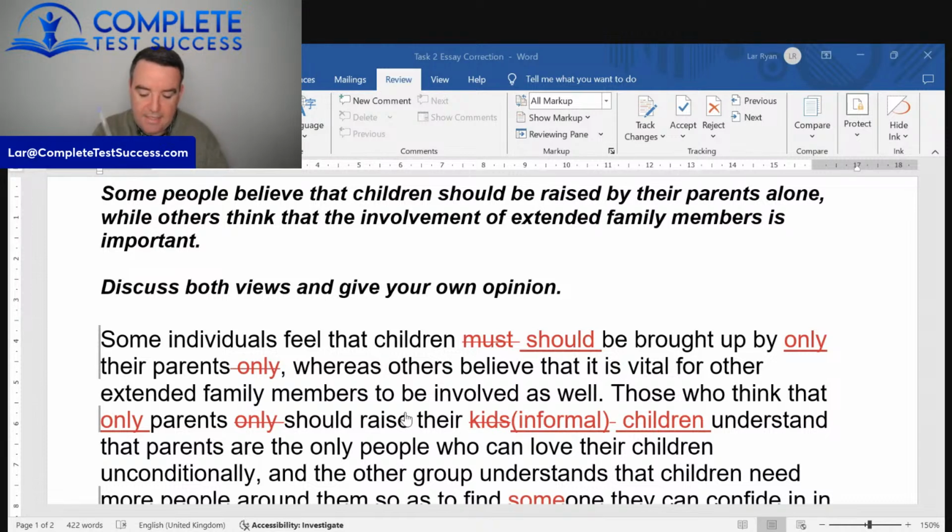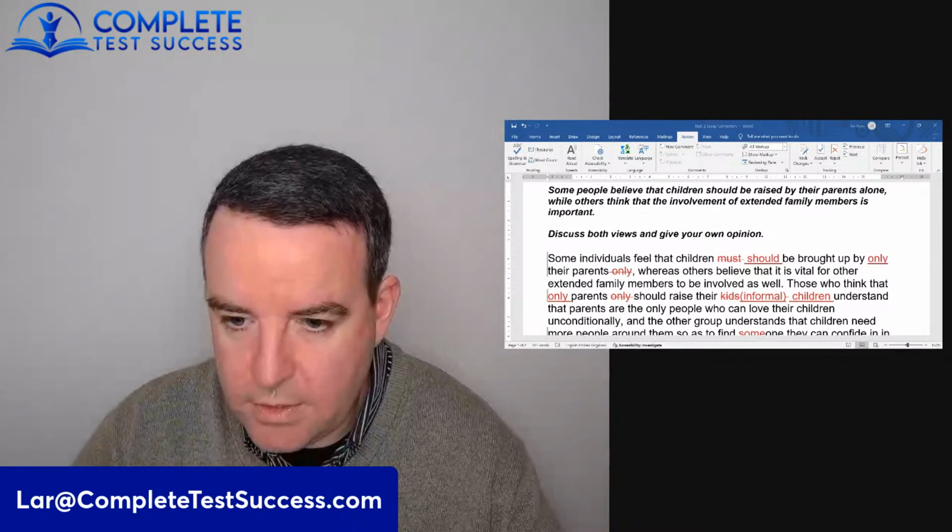Having said that, 8 for task response, 6 for coherence and cohesion, 8 for vocab, 8 for grammar. So that then would come to, let me just check with my calculator.